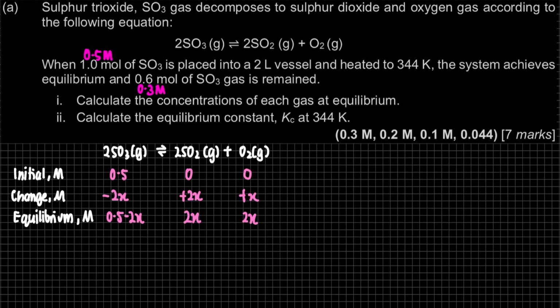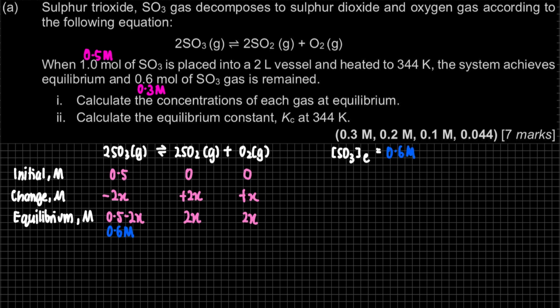Again, the question asks for the concentration at equilibrium for all the species. We have known that at equilibrium we have 0.3 molar of SO3. So we know that the equilibrium for SO3 is 0.3, and based on the ICE table, 0.5 minus 2x will become 0.3 molar. Then we can use this information to find x. Again, I know that SO3 equilibrium is equal to 0.3 molar. Now I'm going to find my x here.